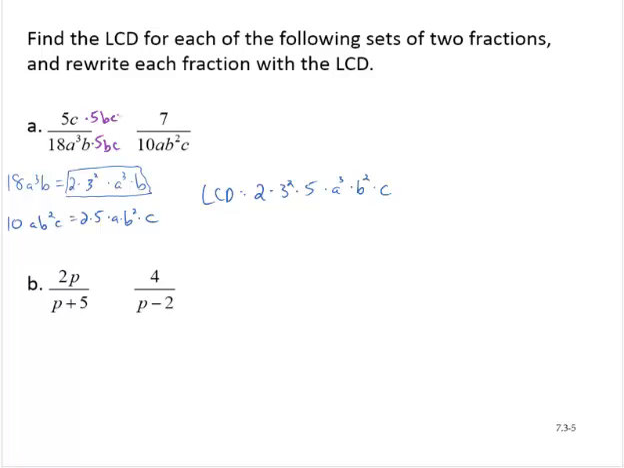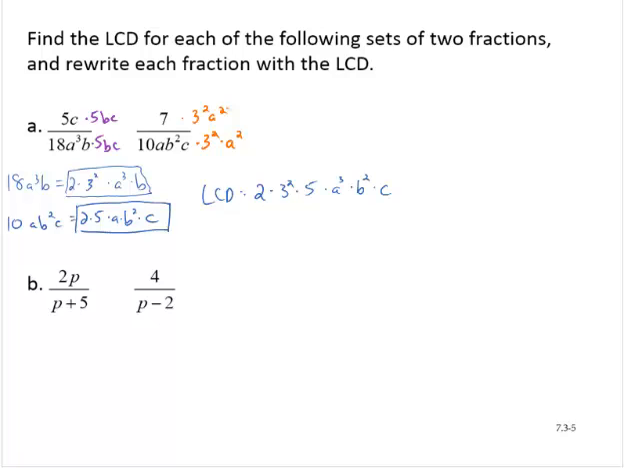Alright, let's look at the second fraction. Again, it's easier to compare with the factored form. We have 2, the 2 is taken care of. We're missing the 3 squared. We need a 3 squared. The 5's taken care of. We have an a, but we need an a cubed, so I need to multiply by a squared. We have the b squared, we have the c. So multiply the numerator by 3 squared a squared as well.